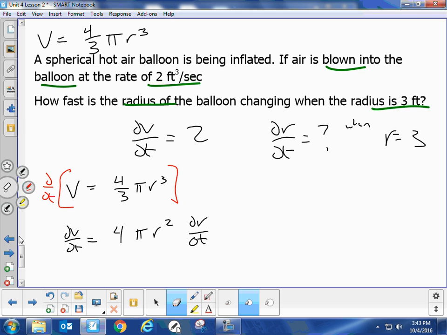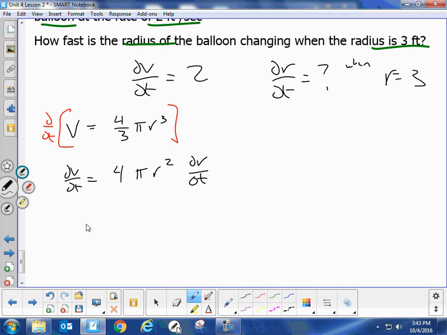I need the left side too. So 2 equals 4 pi times 9 times dr/dt. I get dr/dt is equal to 2 over 36 pi, or 1 over 18 pi.